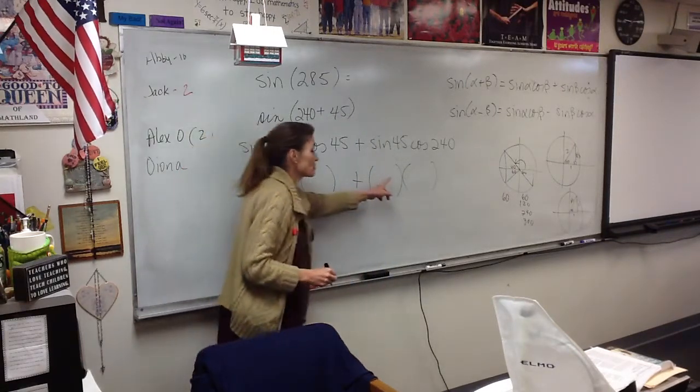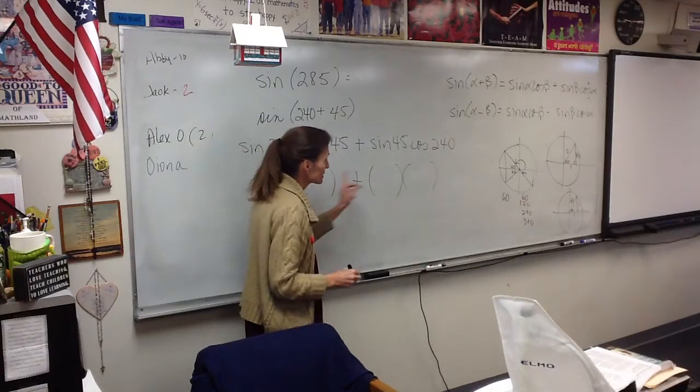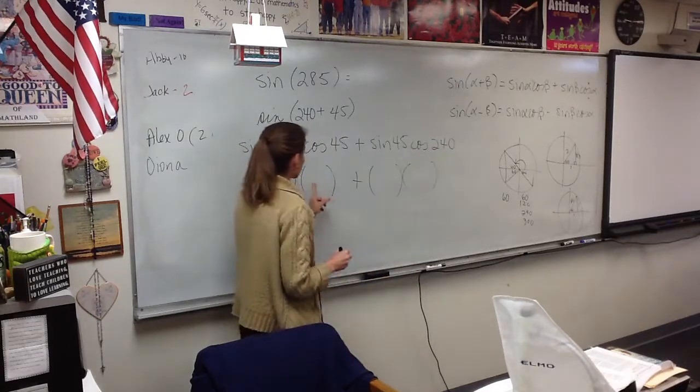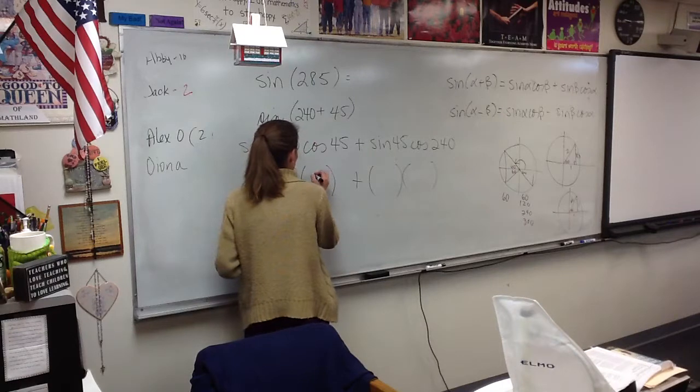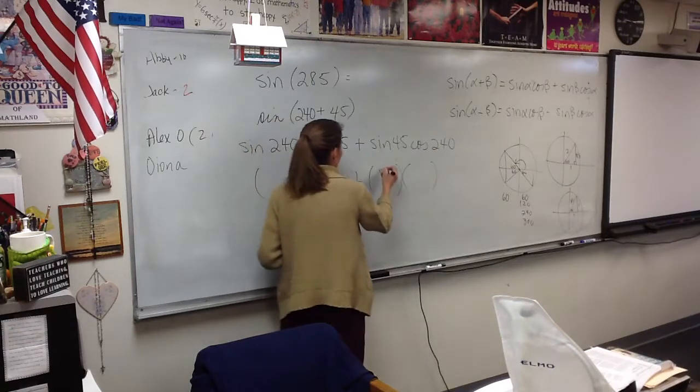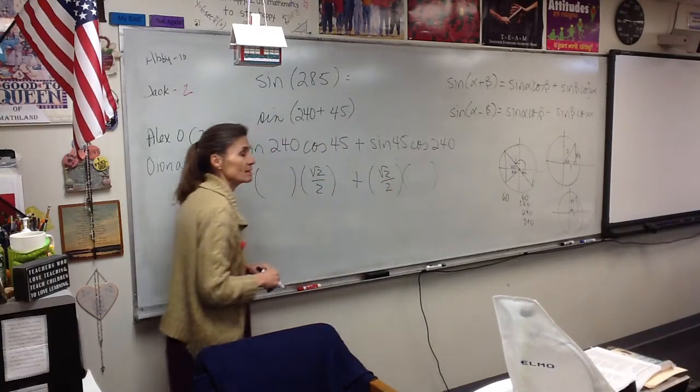Now the 45s are easy. Tell me about the sine and cosine of 45. My picture's still down there. The sine and cosine of 45 is root 2 over 2. Those are the ones that match. You can't get those mixed up. They match.